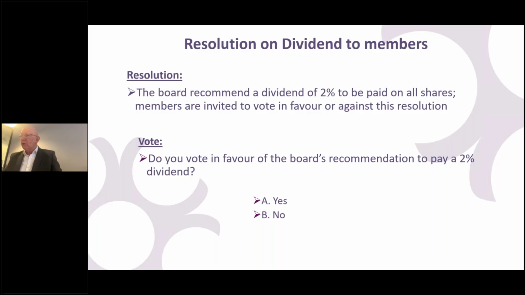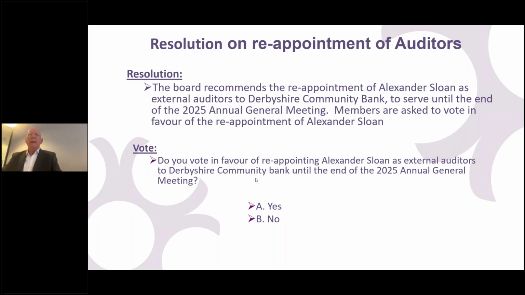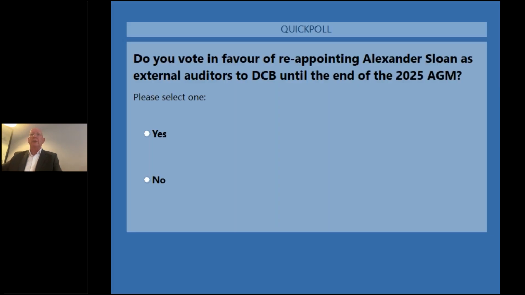Okay, we then move on to a resolution to reappoint the auditors. Alexander Sloan have been our auditors for the last few years, and the board believe that we should stick with them for the forthcoming year. So there is a vote now to ask you to reappoint Alexander Sloan until the end of the AGM in a year's time. Again, that's 84% of members that have voted, and it's 100% yes for reappointing the auditors. Thank you very much indeed.